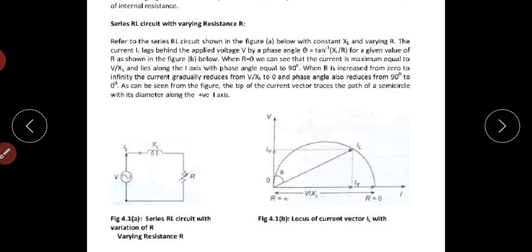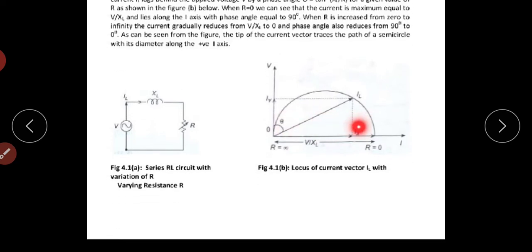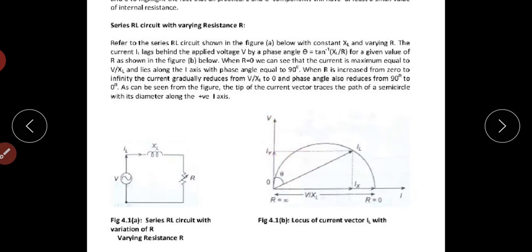Here at a fixed resistance value, the theta value is also fixed, so the current I lags the voltage by an angle theta. Here R is varying from 0 to infinity. When R equals 0, we can see that the current is at its maximum value. Okay, this is an AC circuit. In an AC circuit, the current I equals V by Z, where Z equals the square root of R square plus XL square. So the current value is inversely proportional to the inductive reactance and resistance values. If the resistance value is minimum, the current is maximum.